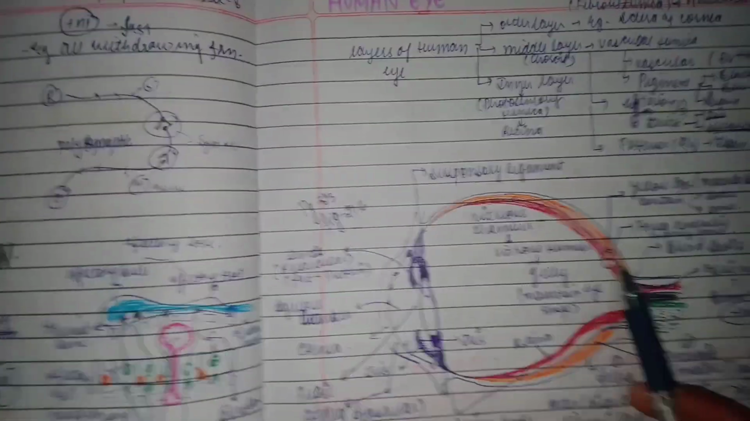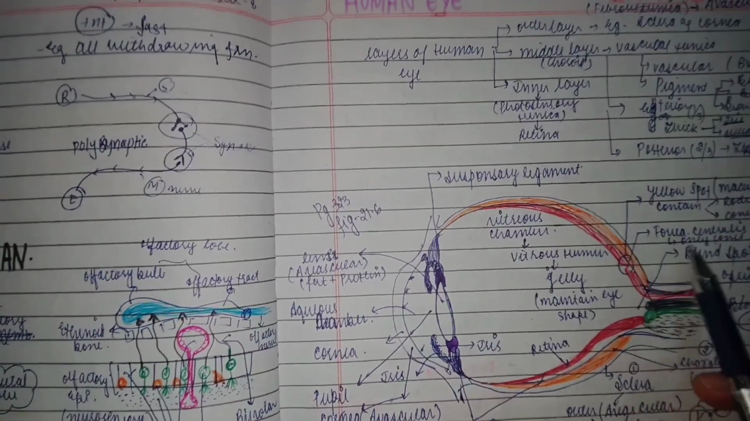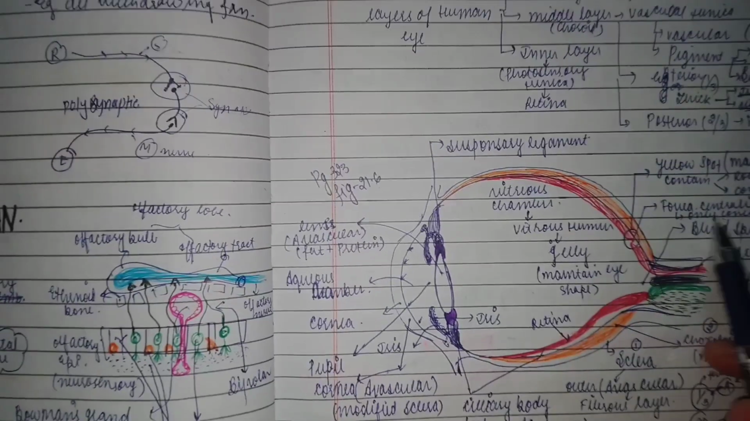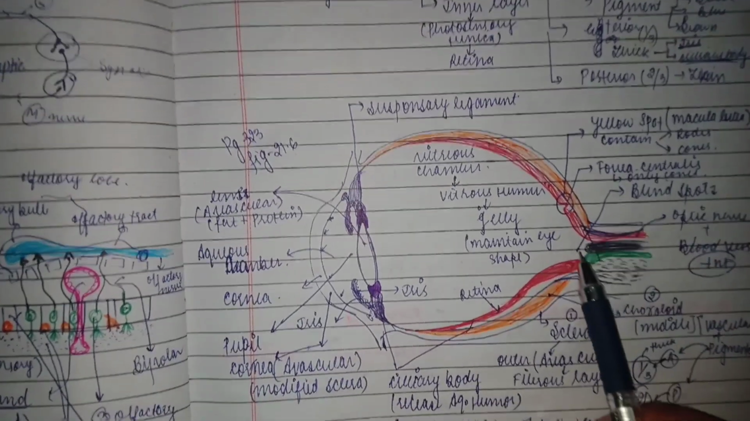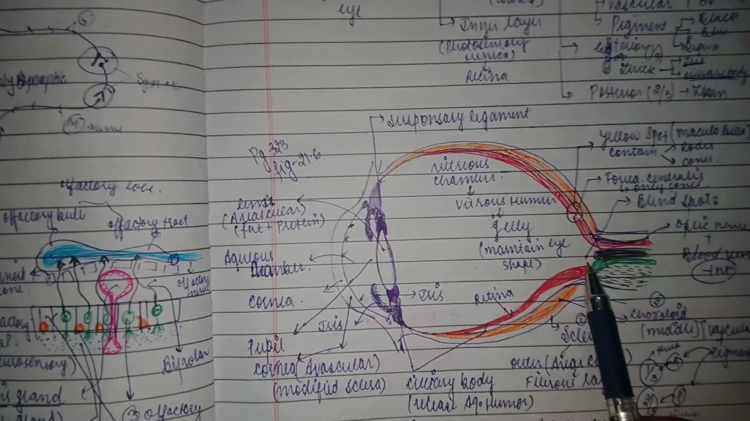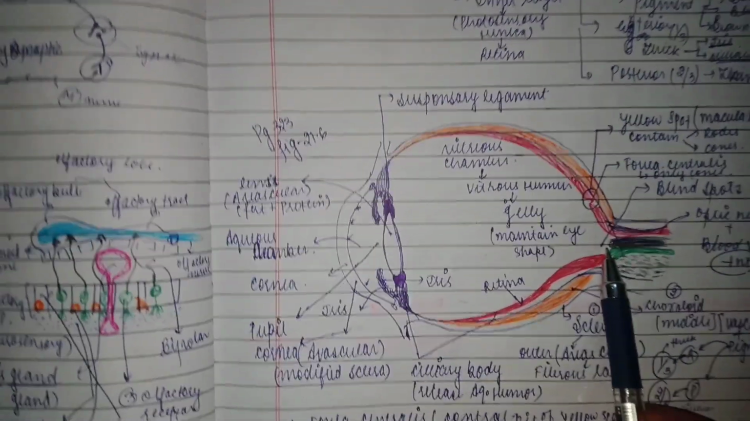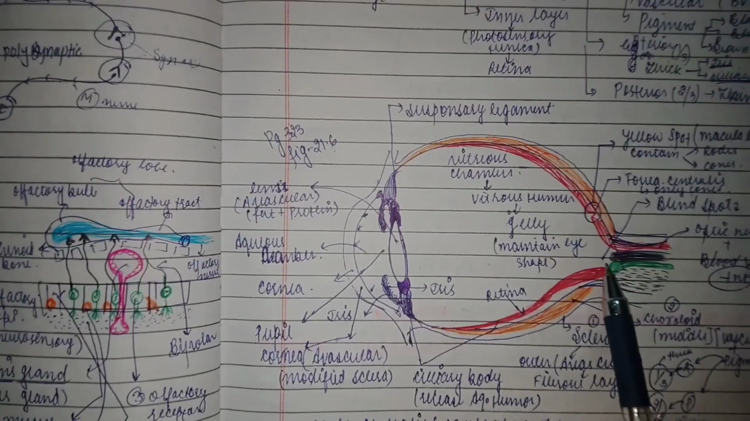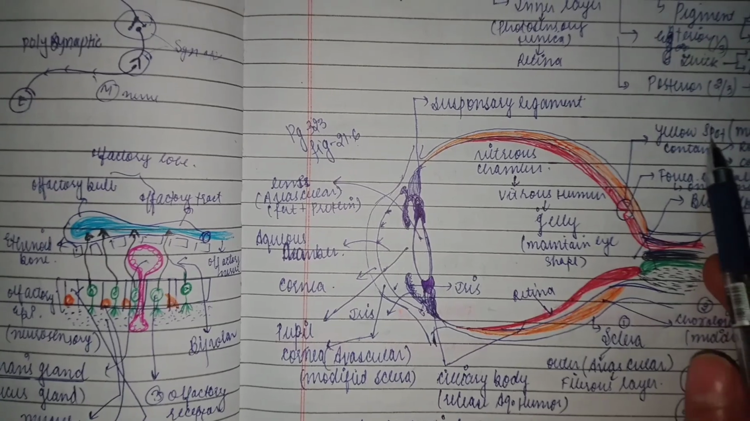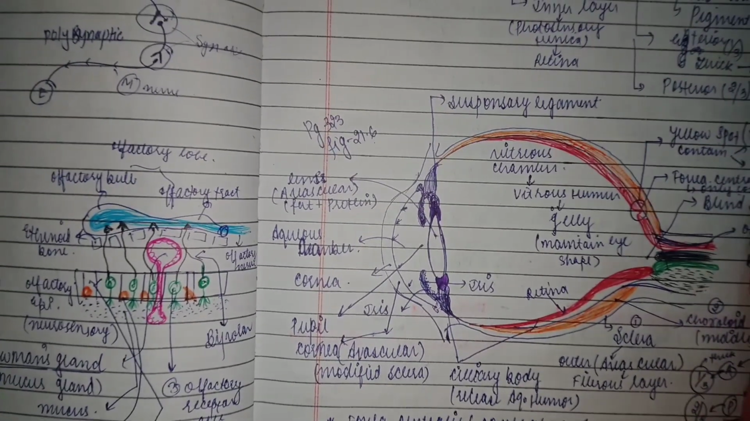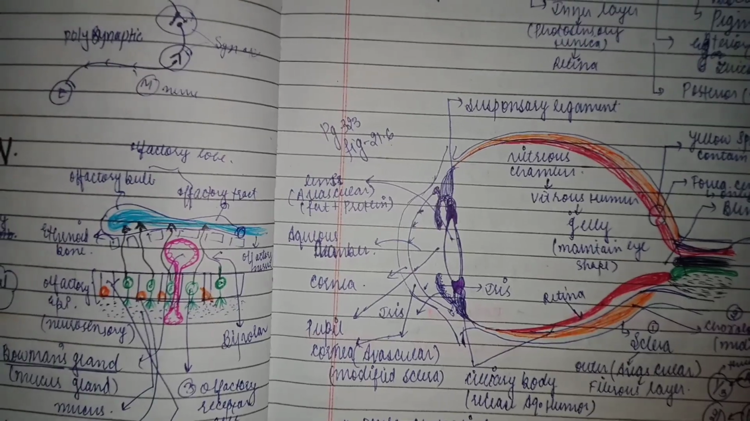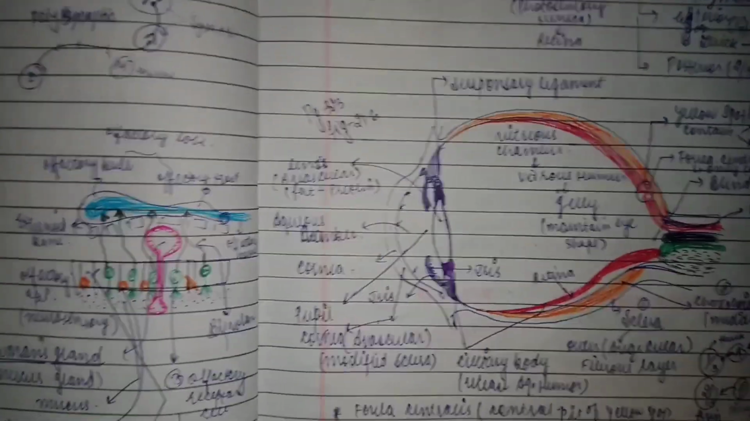Here in the retina, we have the fovea centralis, where only cones are present. We have a blind spot where no photosensitive pigment is present. The fovea centralis is also known as the yellow spot or macula lutea, which contains rods and cones, and the maximum quantity of cones is present here.